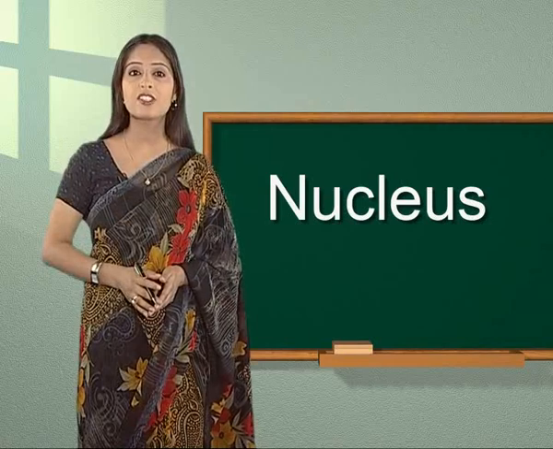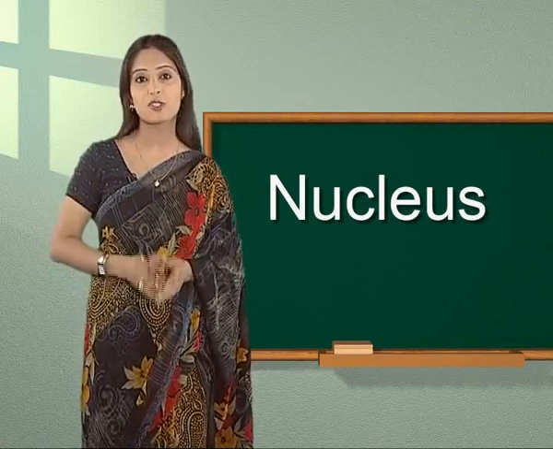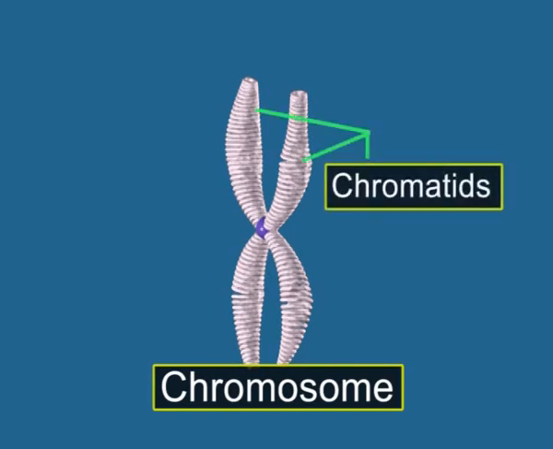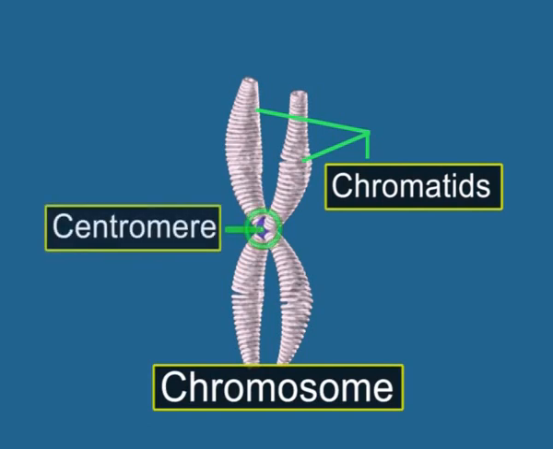Let us see the structure and shapes of chromosomes. A chromosome is composed of two identical chromatids attached by a centromere. Centromere divides the body of chromosomes into two parts. Usually, one is shorter than the other.